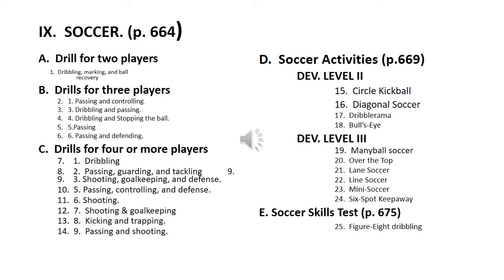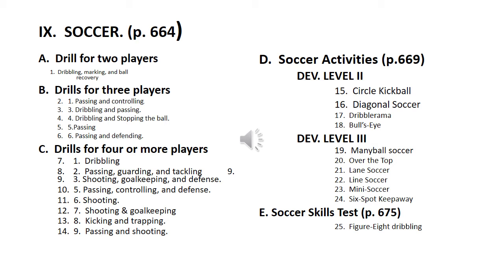But for soccer now, let's do soccer activities, page 669. So these are some games, some lead-up games that teach parts of the game of soccer. So for developmental level 2, we just talked about that. Developmental level 2 is for our grades 3 and 4. So number 15 is going to teach circle kickball on page 669. Number 16 is going to teach diagonal soccer. And then you must include that diagram.